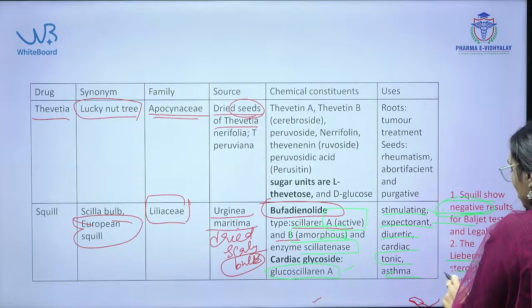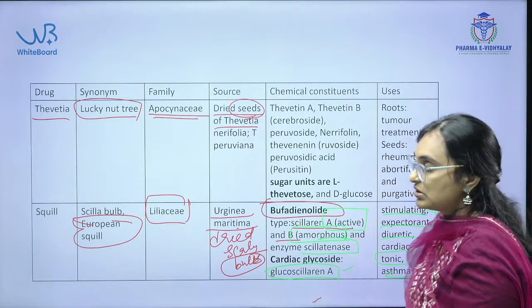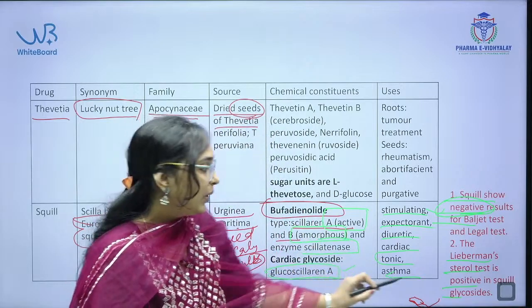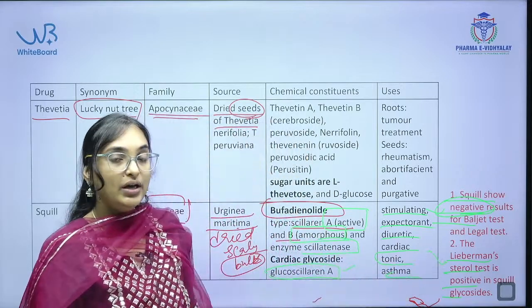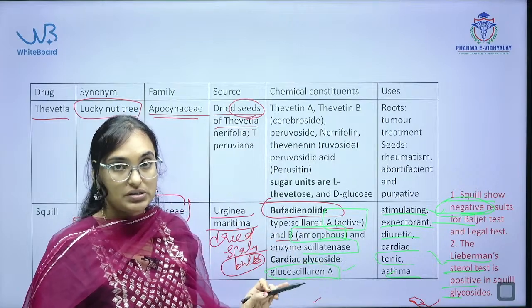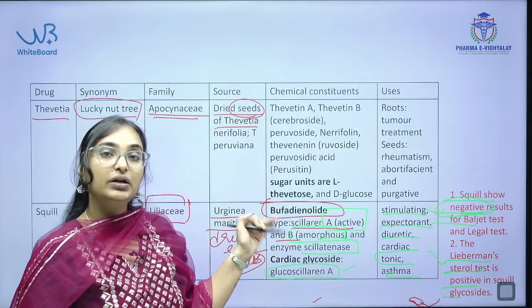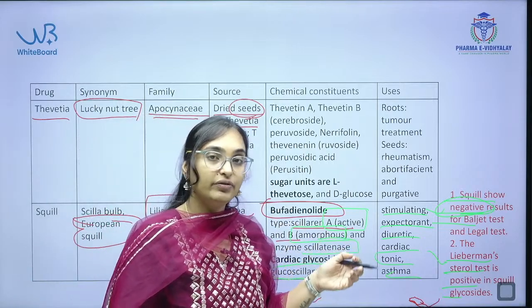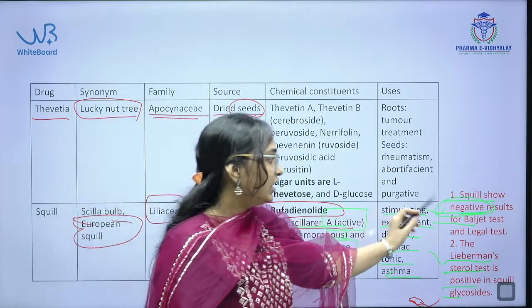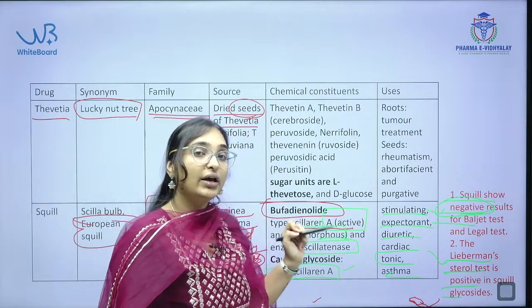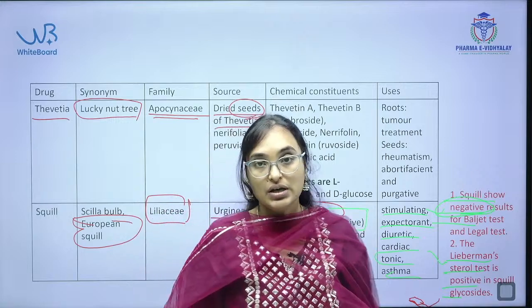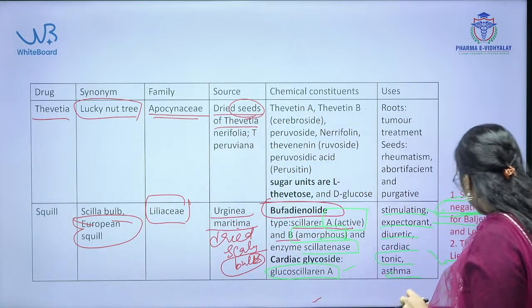The Whiff test is positive in squill glycosides. So, which test is used for the identification of squill glycosides? Whiff test. Okay. So, which of the following cardiac glycosides will give a negative result for Legal test? All the other digitalis glycosides will give a positive test for Legal and Baljet test. So, squill will give you the negative result. So, which of the cardiac glycosides is tested by means of the Whiff test specially, that is squill.